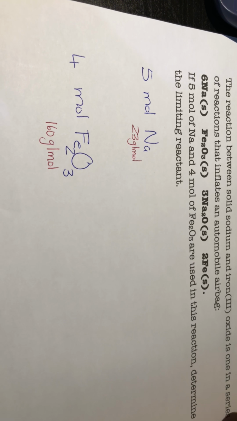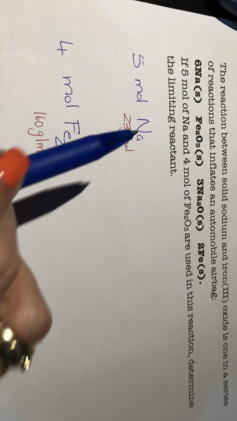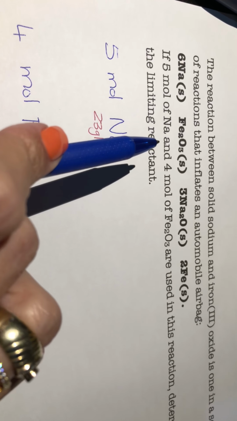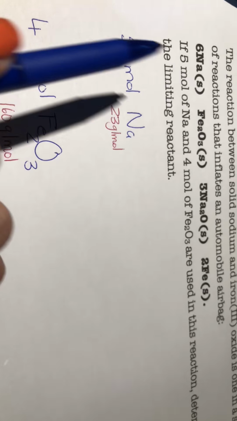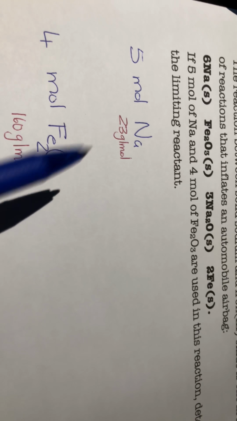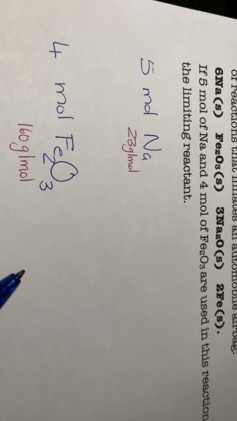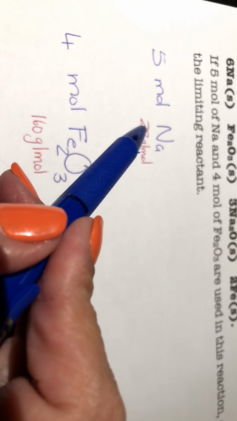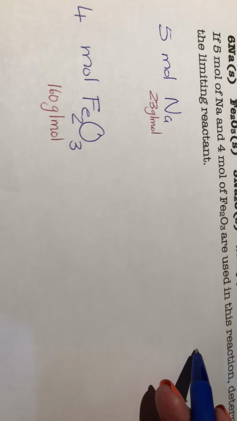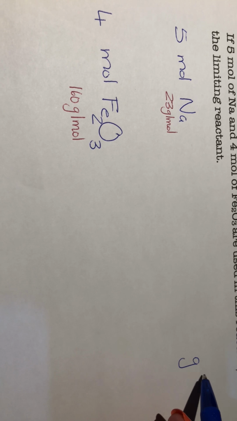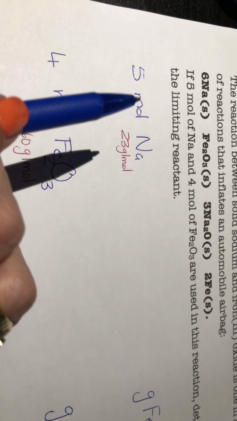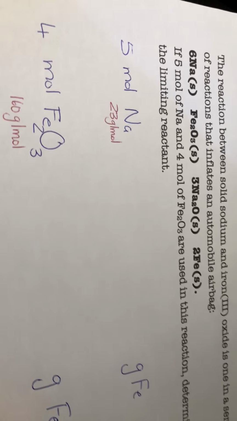Okay, now we can also do limiting reactant by using moles. For example, it's the same question, but instead of telling you the mass of the sodium and the mass of the iron oxide, I'm giving you how many moles of sodium I have and how many moles of iron oxide. In order to find the limiting reactant, I still have to do it the same way. I still have to find the mass, in other words, the grams of iron for both of them. Grams of iron. In other words, I'm going to do a mole to mass calculation.